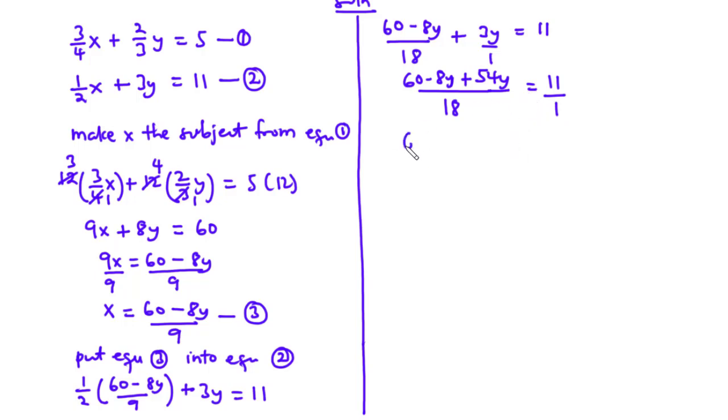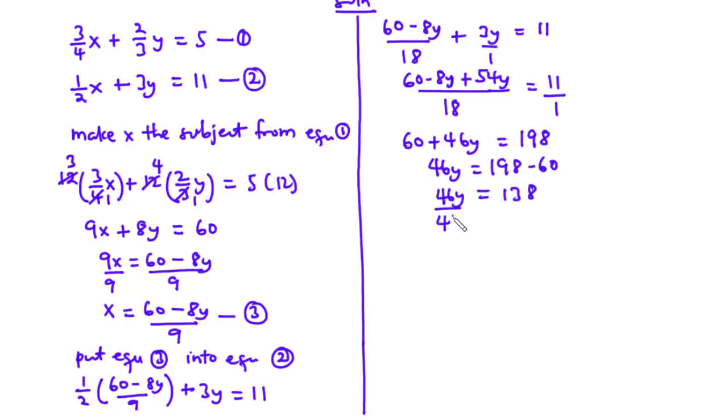So we have 60. Negative 8y plus 54y is 46y equals 18 times 11 is 198. So we transpose 60 to the right hand side. We have 46y equals 198 minus 60, and this becomes 138. So we divide through by 46, and then we have y to be equal to 3. So the value of y is 3.